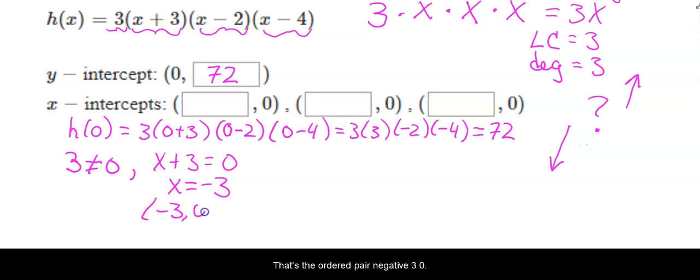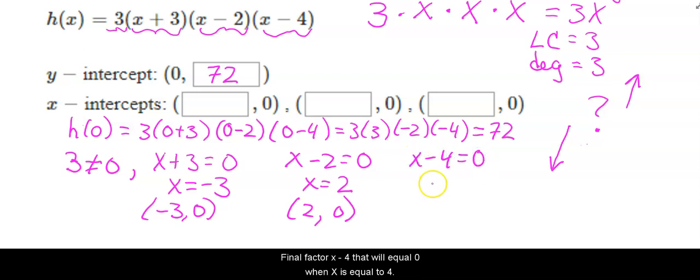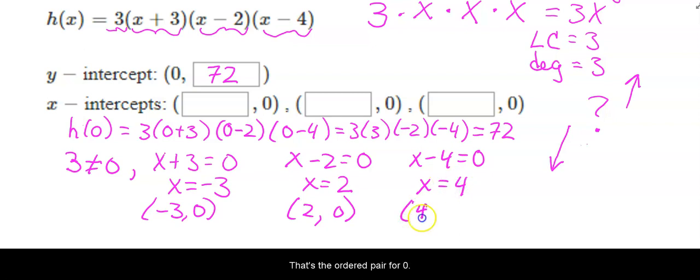That's the ordered pair (negative 3, 0). The second factor, x minus 2, is 0 when x equals 2. That's the ordered pair (2, 0). The final factor, x minus 4, will equal 0 when x is equal to 4. That's the ordered pair (4, 0).